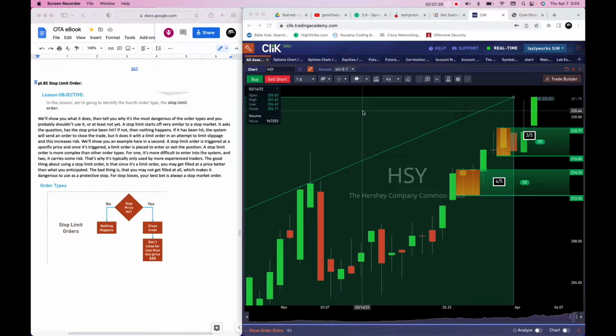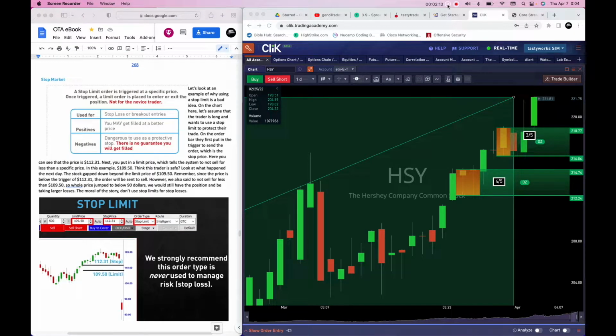The good thing about using a stop limit order is that since it's a limit order, you may get filled at a price better than what you anticipated. The bad thing is that you may not get filled at all, which makes it dangerous to use as a protective stop. For stop losses, your best bet is always a stop market order. Let's look at an example of why using a stop limit is a bad idea.